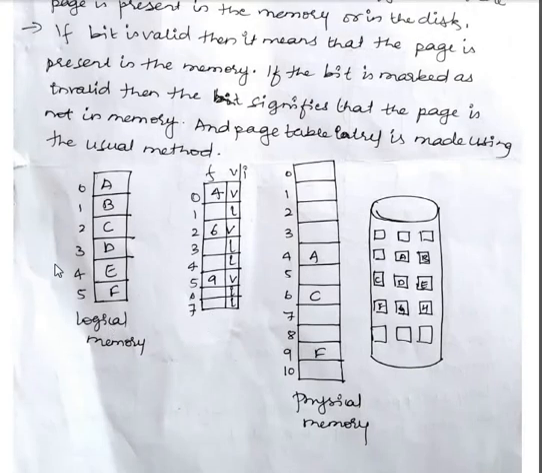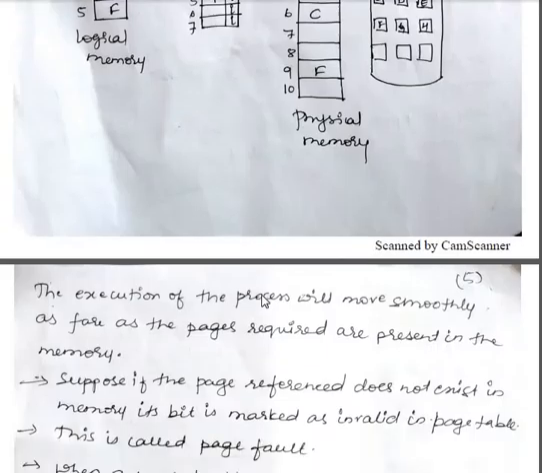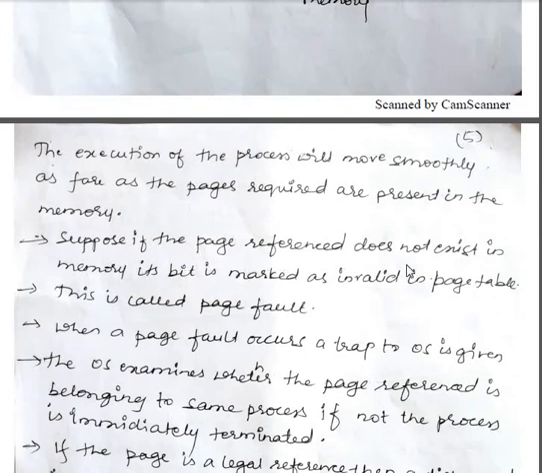Now the next concept is, whenever a page is referenced by a process, if that page is present in the memory, then its corresponding entry will be present in the page table. If any page referenced by the processor is not present in the physical memory, then its data also will not be present in the page table. Such a situation is called a page fault. What is a page fault? Suppose the page referenced does not exist in the memory, its bit is marked as invalid in the page table, and this is called a page fault.